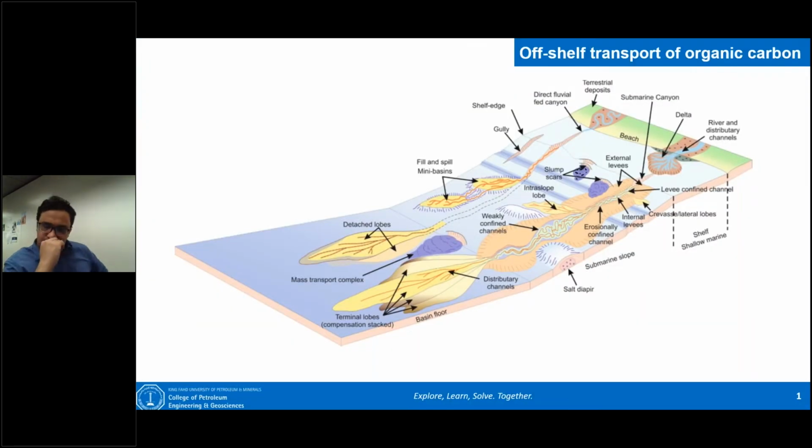Let's get started. As Celeste talked about, to give a bit of context: sediment gravity flows are the largest sediment transport agents on Earth, yet they are the least understood ones. They could carry a significant amount of organic carbon from the shelf areas to these different deep sea environments.